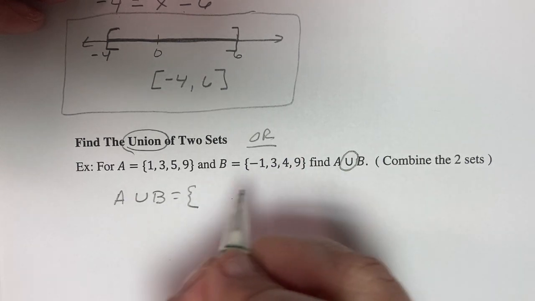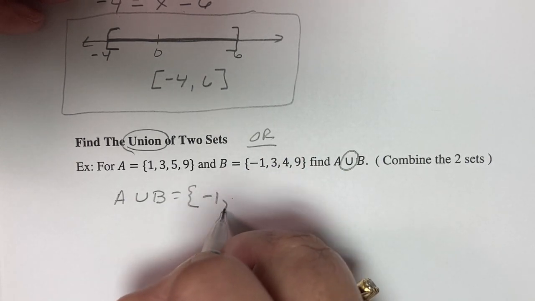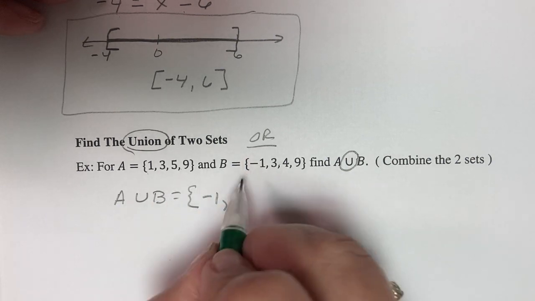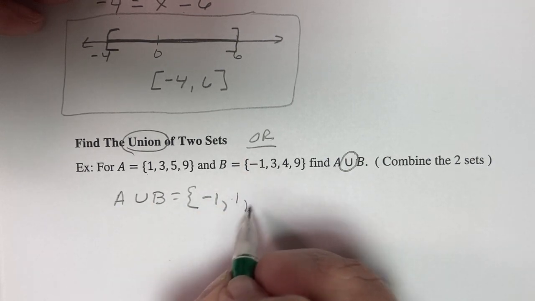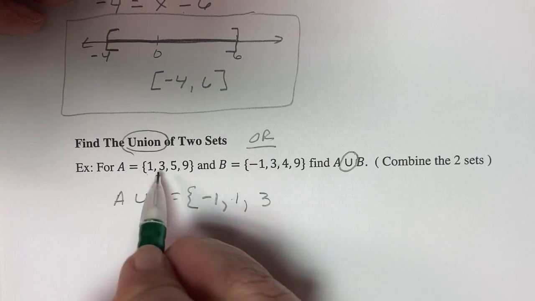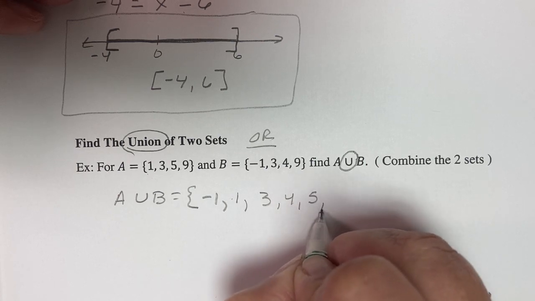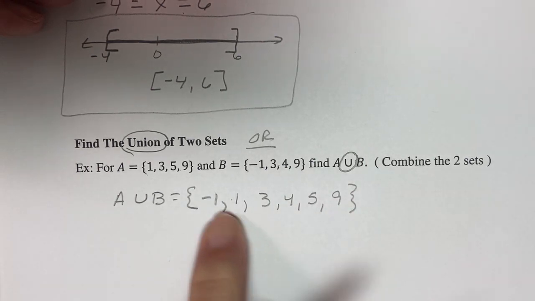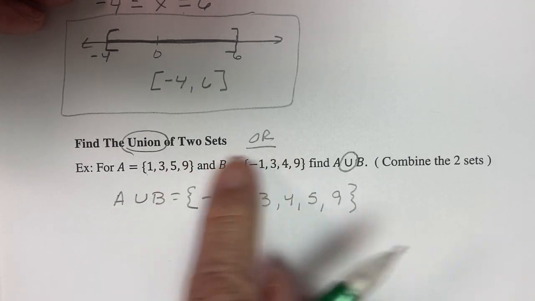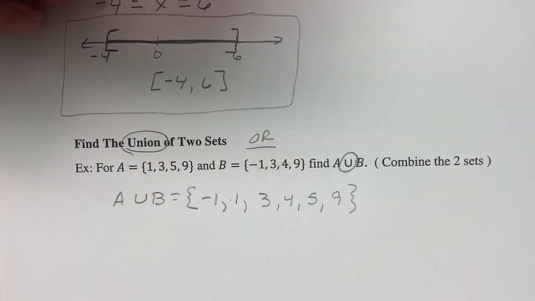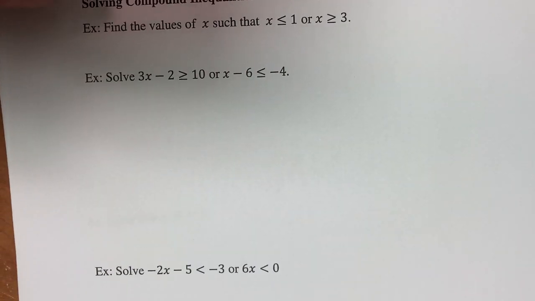So for example, and I'm just going to do it from smallest to largest, I would need a -1. I would need a +1. I would need a 3. Now I'm not going to write it twice. I just need a 3. I need a 4. I need a 5. And I need a 9. These are all of the values that are in these sets when I combine them. Not the intersection, not where they overlap, but the union. And whenever you have an or statement, you need to take the union of the two sets. It's very different than when you have an and statement.